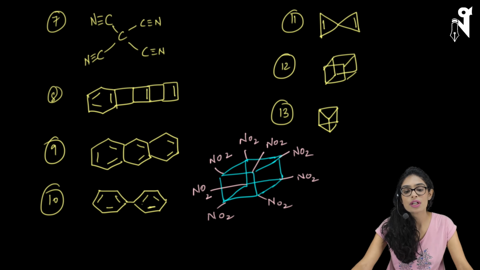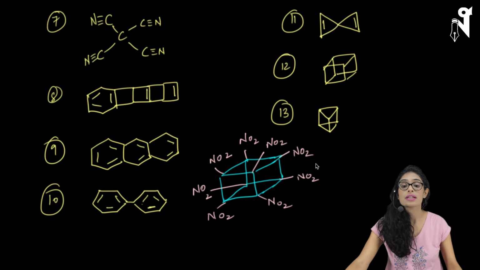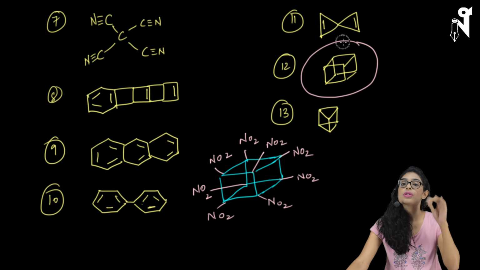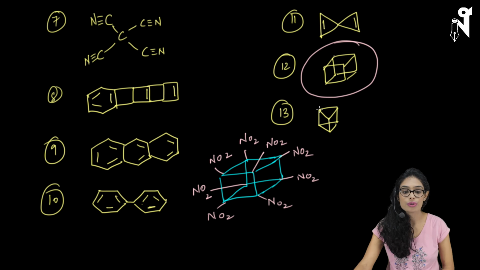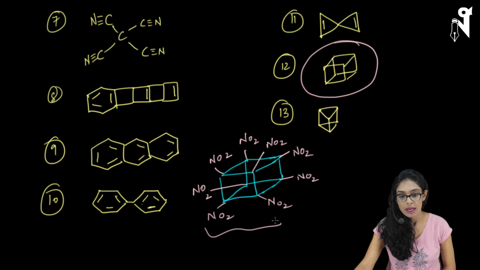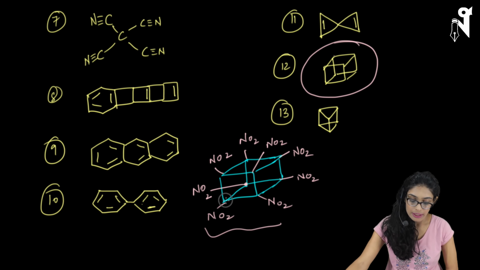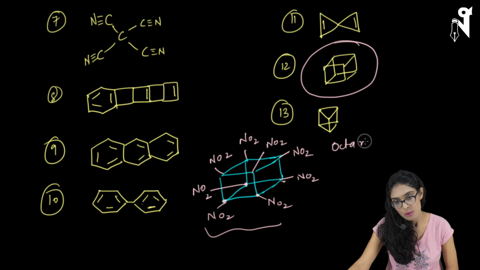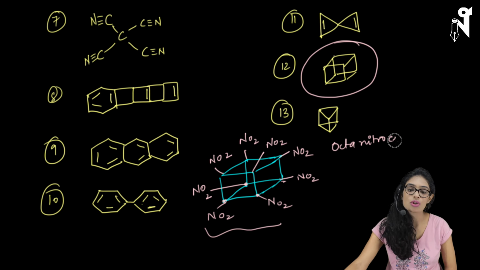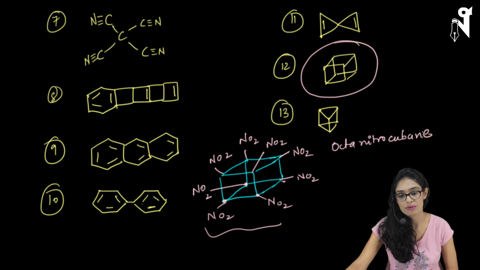What I have done is I have taken this cubane, and on every carbon in this cubane, I have attached NO2 over here. So this is the structure it will form. Every carbon, if you see, has an NO2, and such a compound is called octanitrocubane. What is this compound? This is the strongest known explosive.